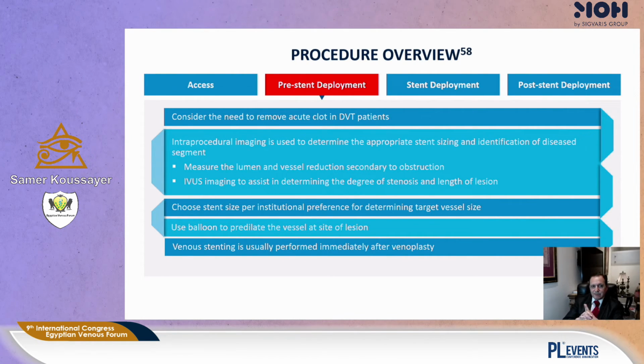Choose the stent size per institutional preference. Determine the target vessel size. So you need to use the right stent for the right vein size. And again, always oversize at least 2 millimeters. I use a balloon to probe the vessel at the site of the lesion. If you don't have IVUS, at least use the balloon to get an idea of the size of the vein, because you don't want to undersize and have embolization to the heart. Venous stenting is usually performed immediately after venoplasty.